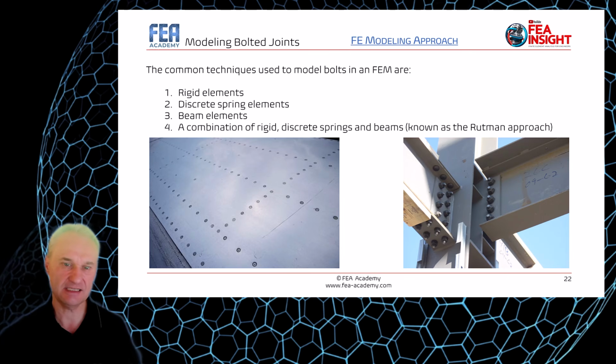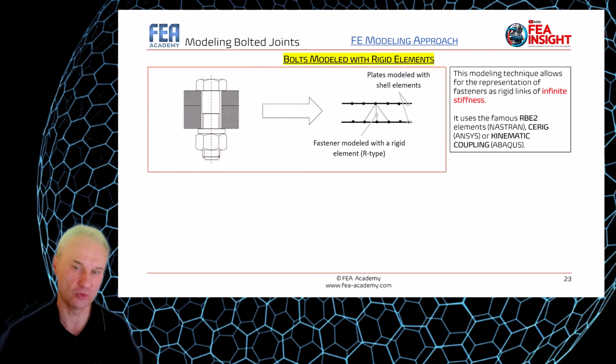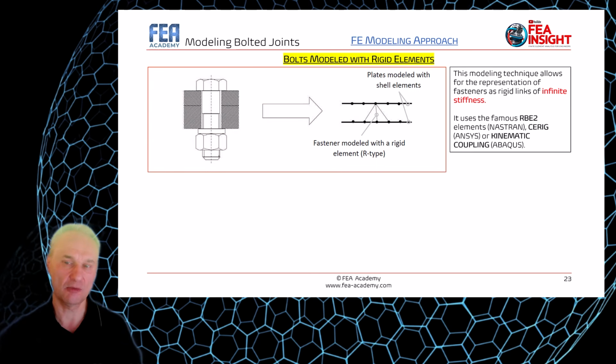So let's see these first three modeling techniques in detail with their advantages and disadvantages. The first one is the bolt model with rigid elements. This modeling technique permits the representation of fasteners as rigid links of infinite stiffness. It uses the famous RB2 elements in the Nastran world, or SERIG in the ANSYS world, or the kinematic coupling in the Abaqus world.